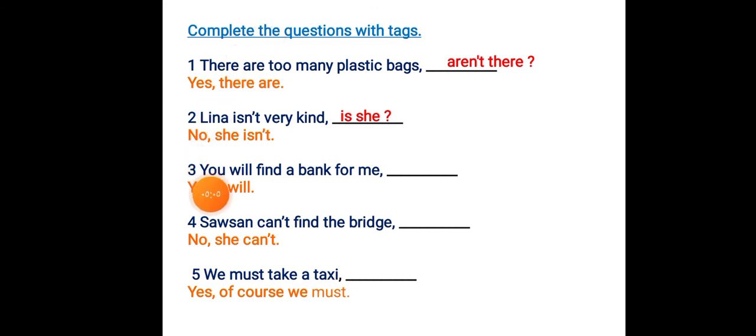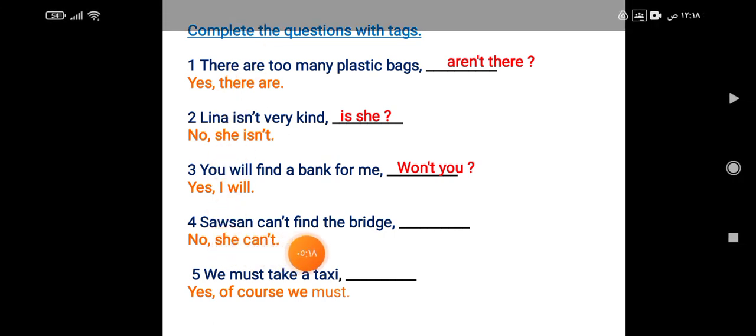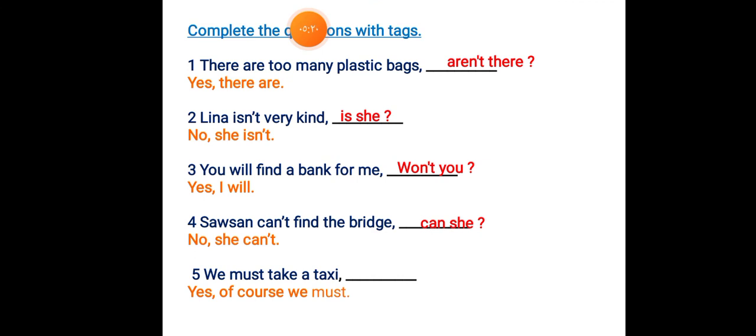Number three, you will find a bank for me. You will, it becomes won't you. And the answer, yes, I will. Number four, Susan can't find the bridge. Susan can't. Can she? And the answer, no, she can't.